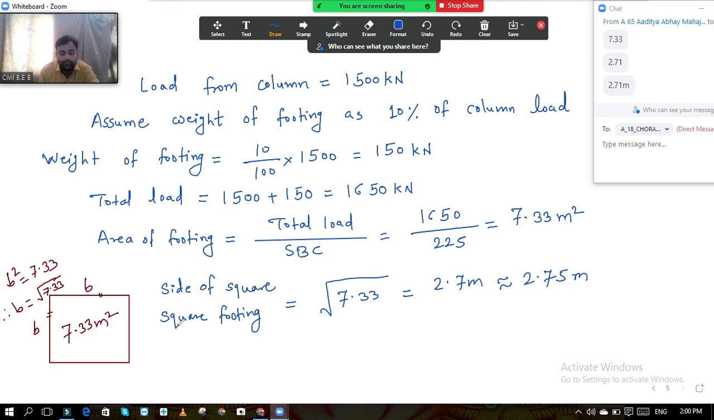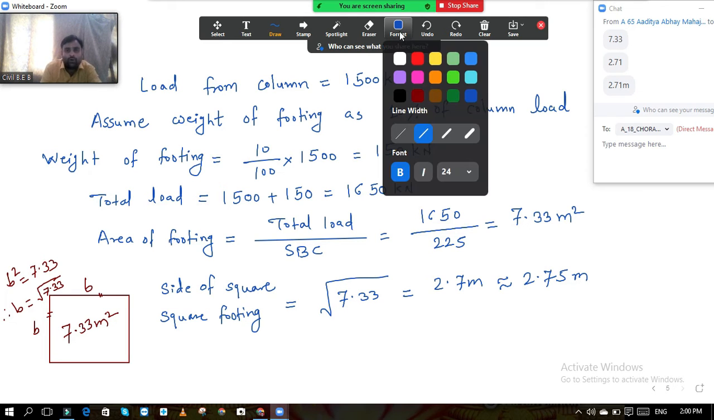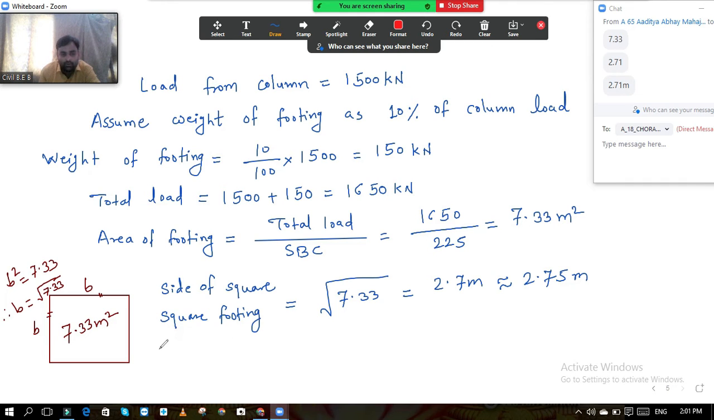Okay. So now moving further, we will provide this 2.75 meter single side. So another side also of 2.75 meter. So what are the dimensions of our footing? So here I will write: provide 2.75 meter by 2.75 meter size of footing. This is the size of footing, 2.75 meter by 2.75 meter.